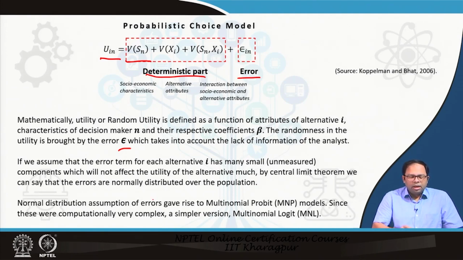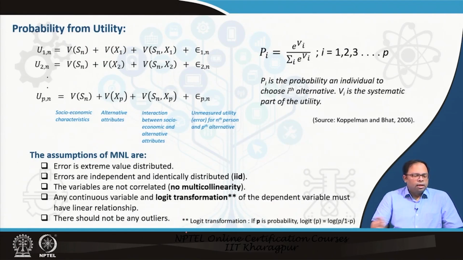If we use the normal distribution with this assumption of errors, this actually gives rise to the multinomial probit models, which are very difficult to solve. Instead, we use the simpler multinomial logit model by assuming that the distribution is not normal, it is following the Gumbel distribution, and this makes it computationally much simpler compared to the normal distribution model. So, that is how the multinomial logit model, or this particular form, has come into place.